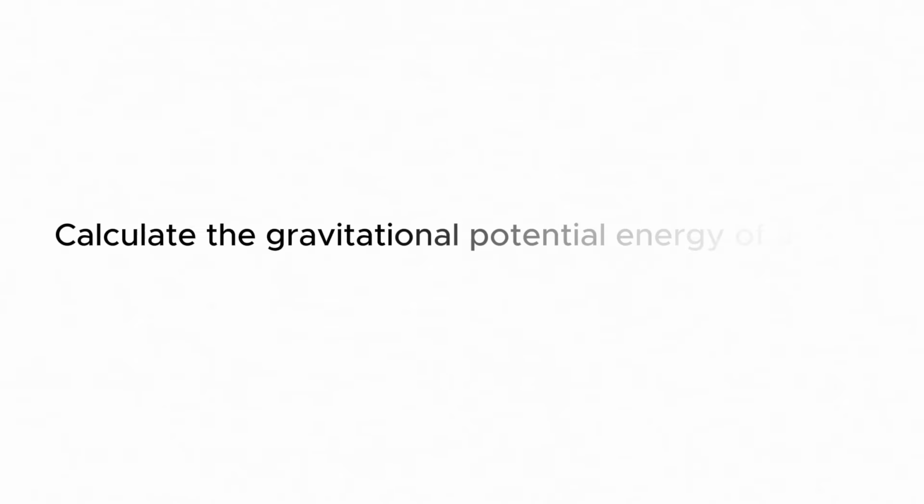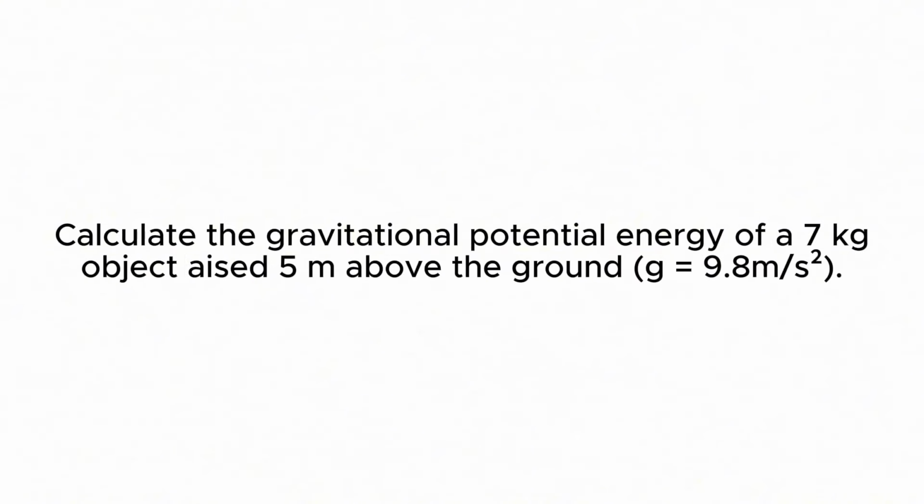The next question wants us to calculate the gravitational potential energy of a 7 kg object raised 5 meters above the ground using g equals 9.8 meters per second squared.